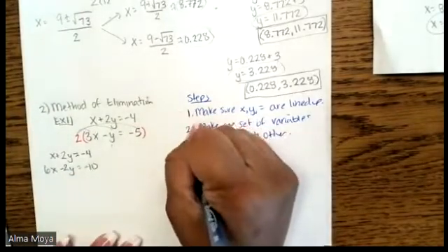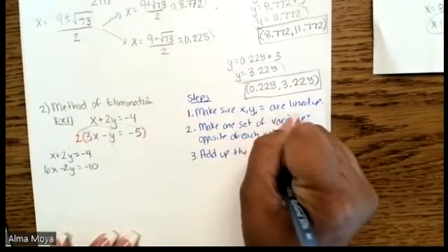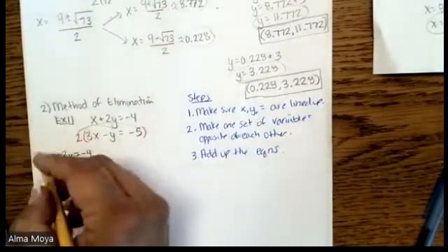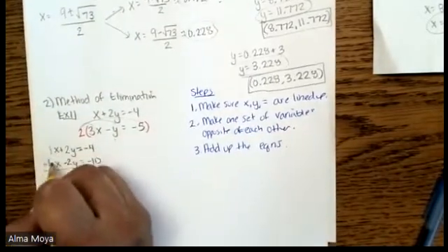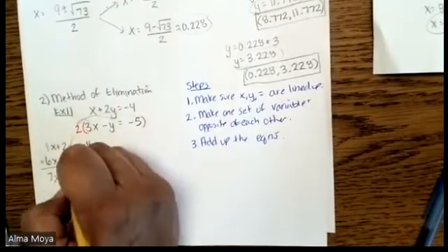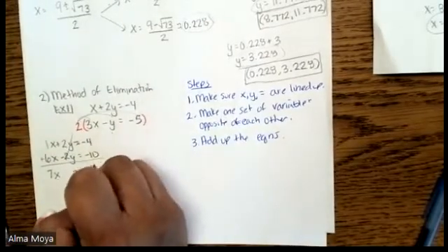You are now going to add up the equations. There's a 1 here, you just don't see it. 1 plus 6x is 7x. Positive 2y, negative 2y, those eliminate. And then negative 4 plus 10 is negative 14.